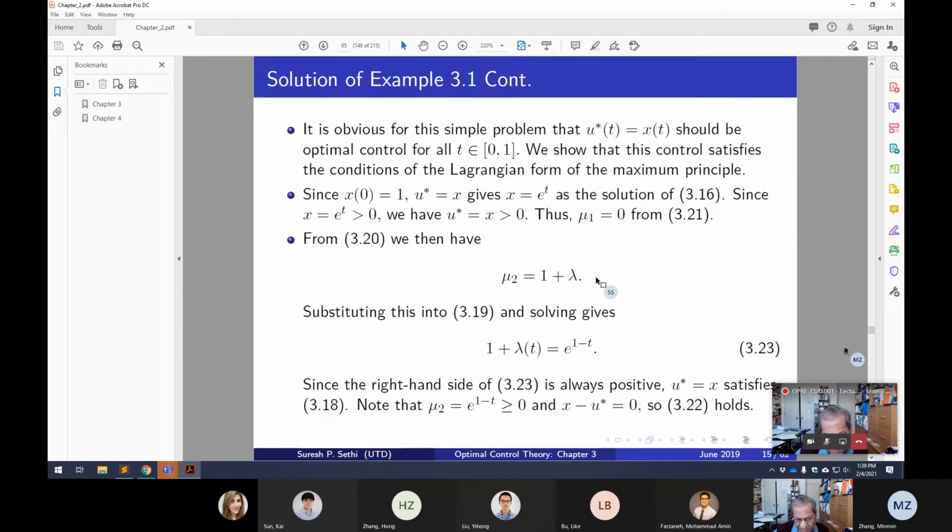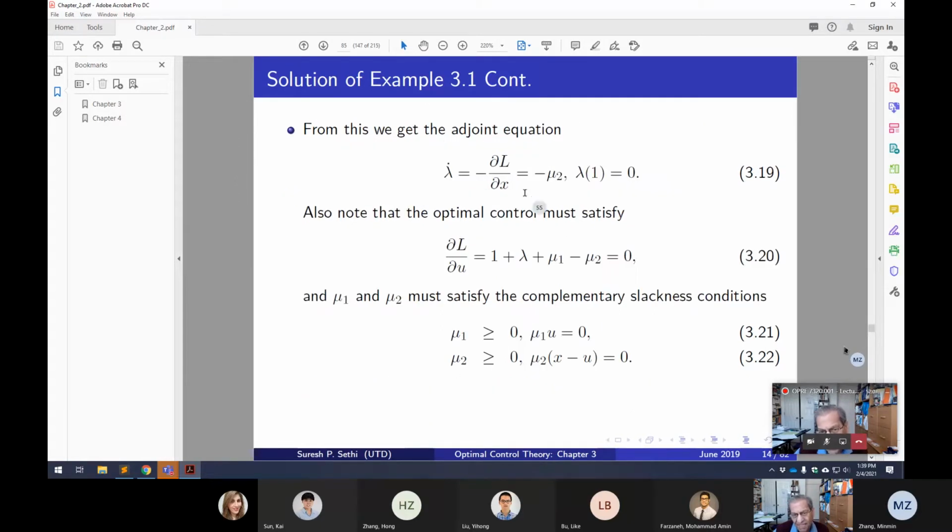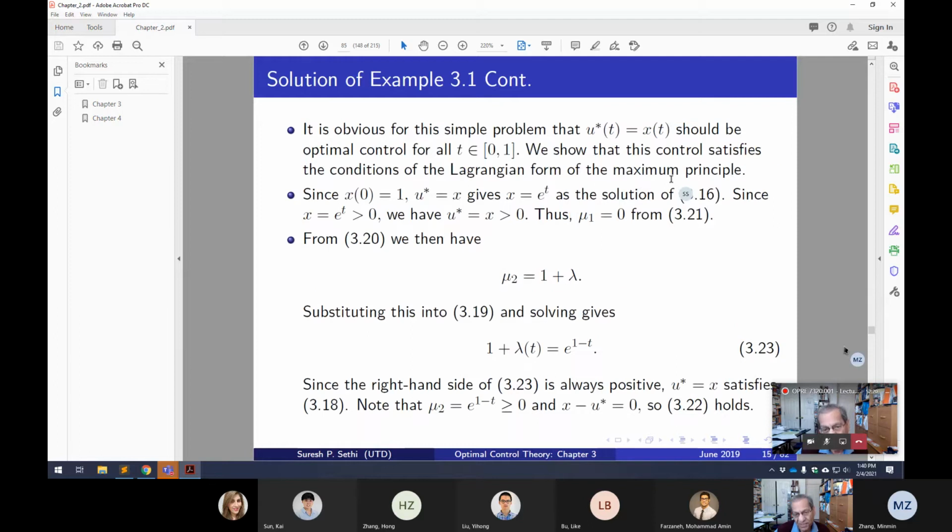If mu2 equal to 1 plus lambda, then in 3.19, right, now I can go back and forth because it's not far. I now can write lambda dot equal to minus 1 plus lambda. So this equation now is a differential equation in lambda, and I can solve it with the boundary condition lambda 1 equal to 0. So lambda t is e to the 1 minus t minus 1. It's a linear equation. It's easy to solve. You can solve by integrating factor, or you can use the formula in the appendix. There are a number of ways to solve that, but it is the simplest differential equation that you will learn if you ever took a course on differential equations or calculus.